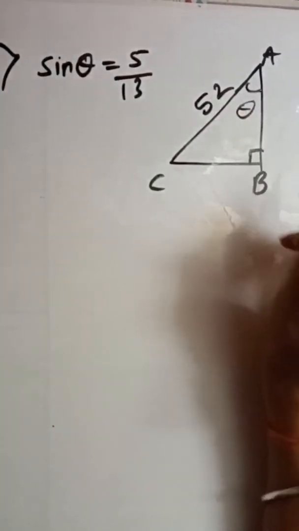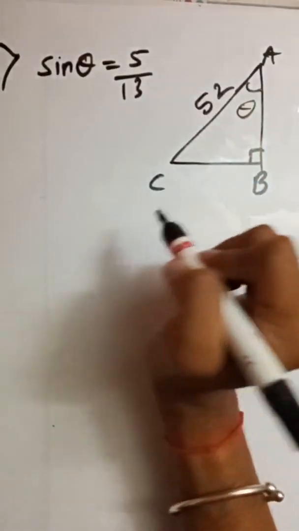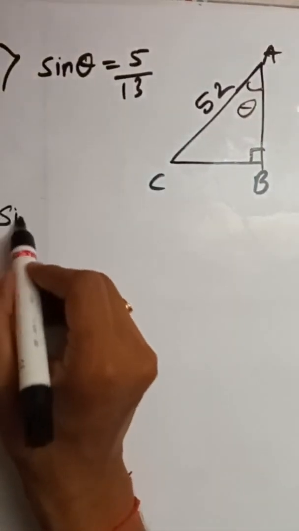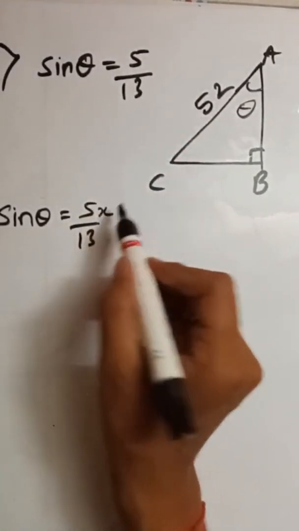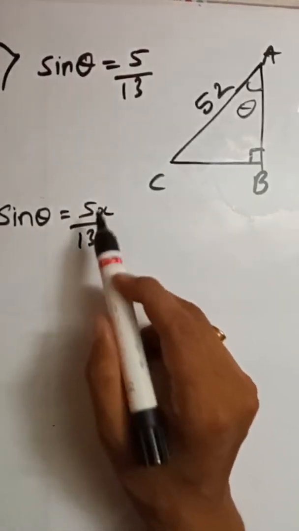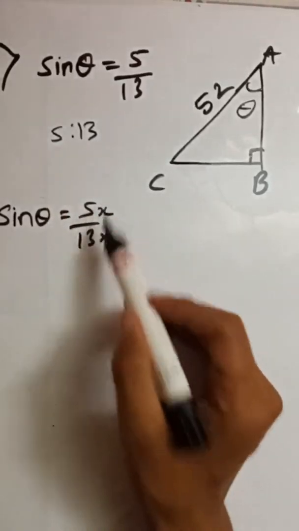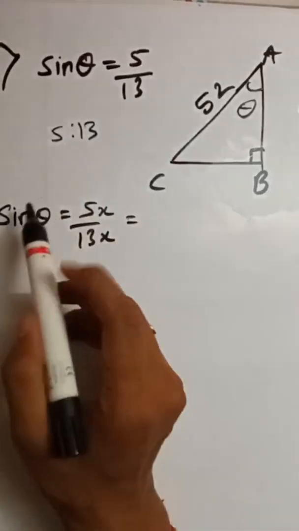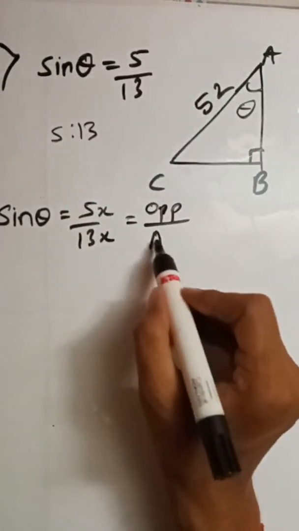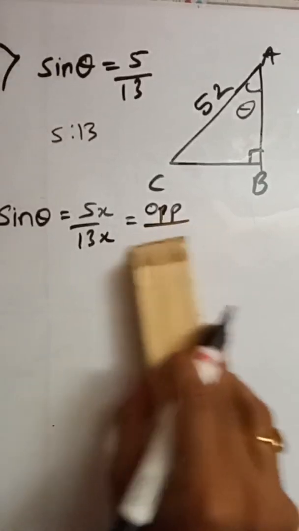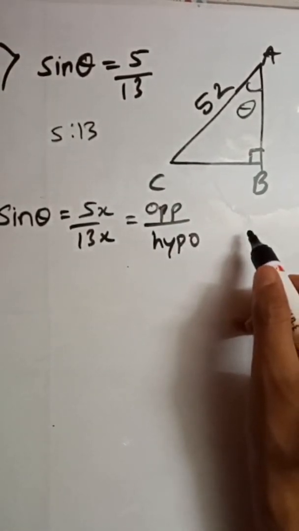Theta. Okay. Now if the ratio is already given, what you have to do is listen carefully. You have to take this as 5x and 13x because we know it is a ratio. Whenever we have a ratio like this, we take the common multiple as x. So this will become 5x and 13x. And what is the formula for sine? The formula for sine is opposite upon hypo.